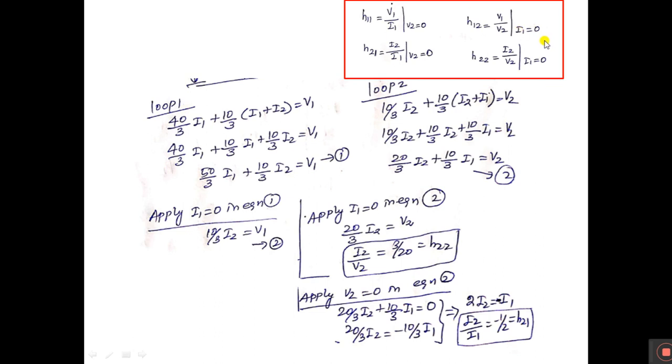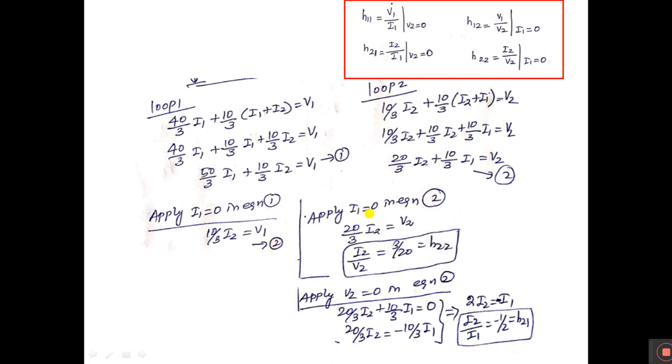Now this parameter you know already. From the first loop, this is the equation; second loop, this is the equation. Now apply our condition, I1 equal to 0, V2 equal to 0. Apply I1 equal to 0 in the first equation. You will get 10 by 3 I2 equal to V1. Any relationship between V1 and I2? No. Just keep this. You can apply this data anywhere for that purpose only. You keep this, no problem.